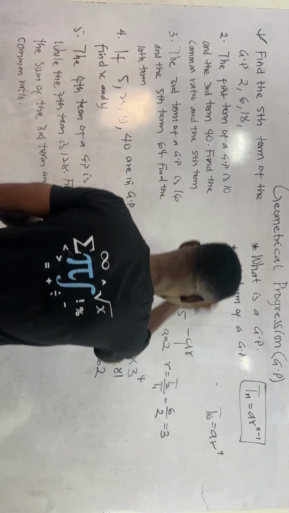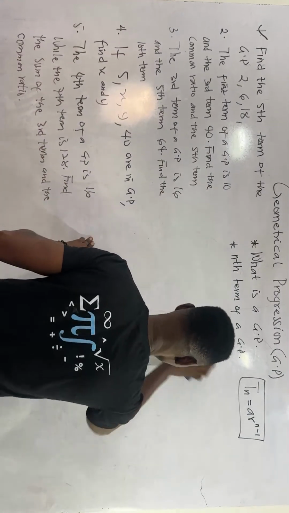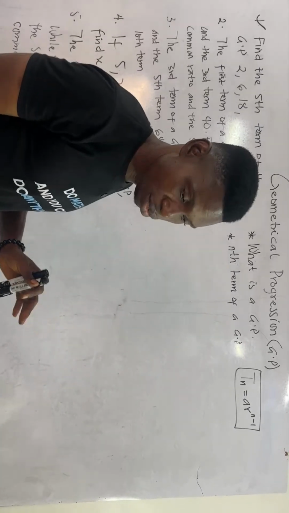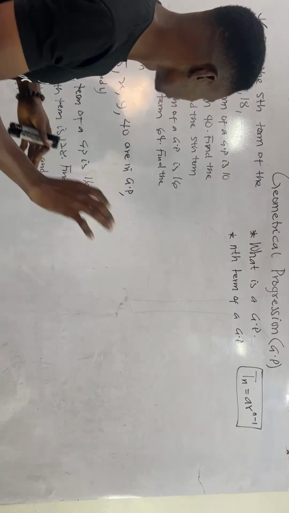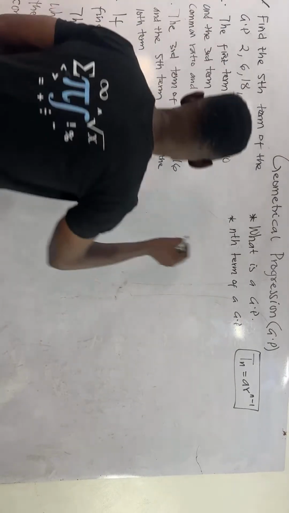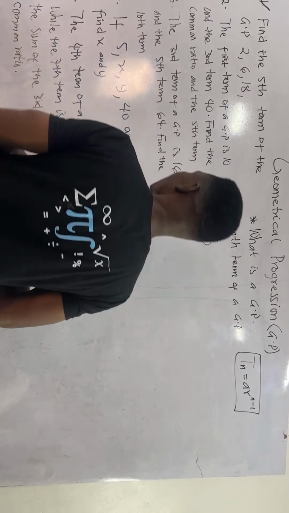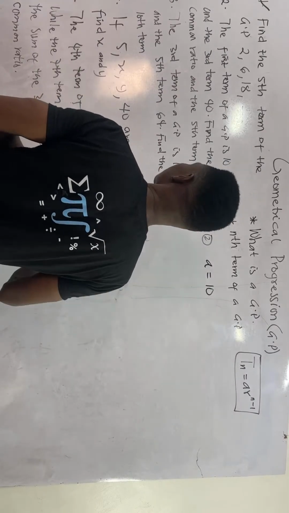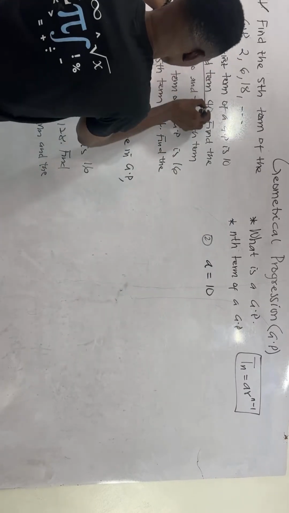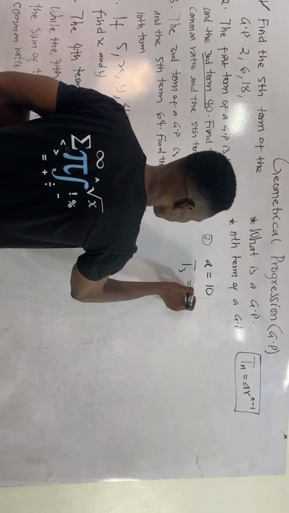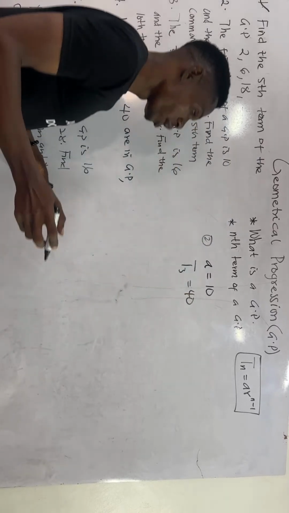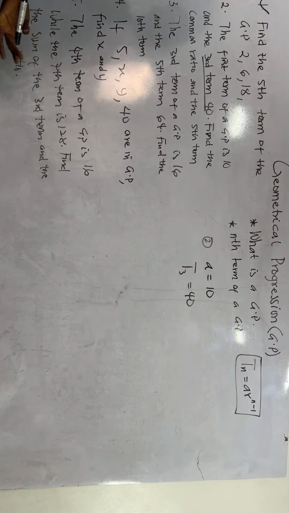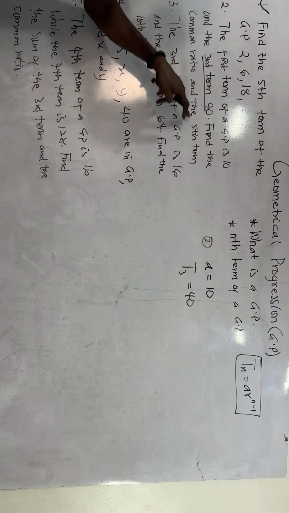Let me rub this. Remember I said the video will be left on the channel and you can always watch it even when we're done with the live class. So you can go back and copy. So the question says, number 2 now. It says that the first term, A, remember A is our first term, right? Is 10. And the third term, that's T3, equals 40. And that's all we're given. Now we're asked to look for the common ratio and the 5th term.